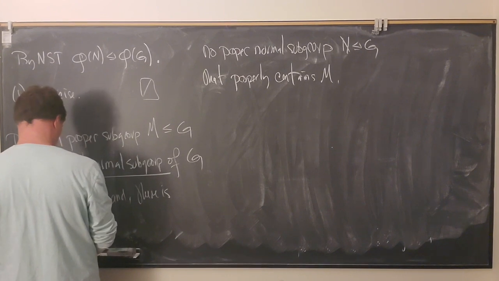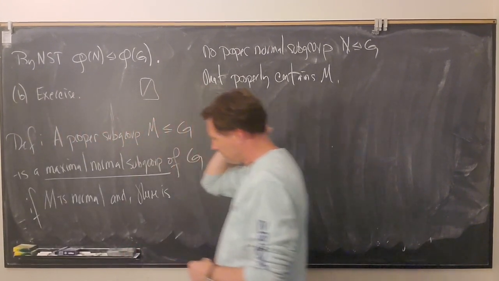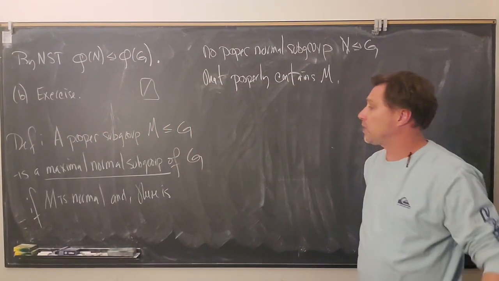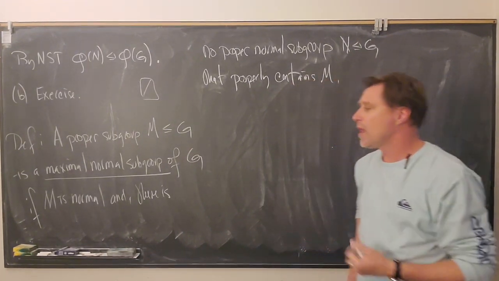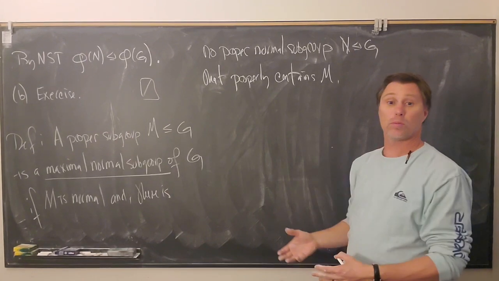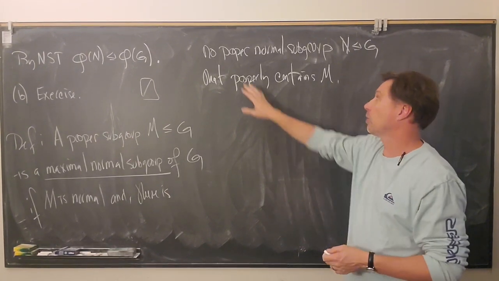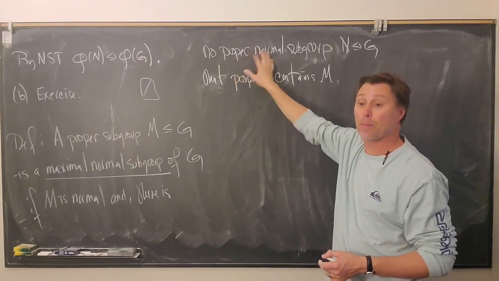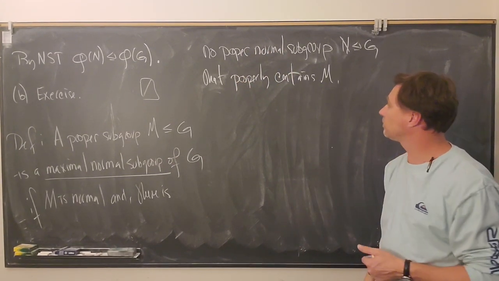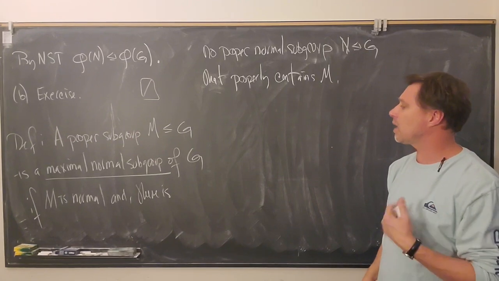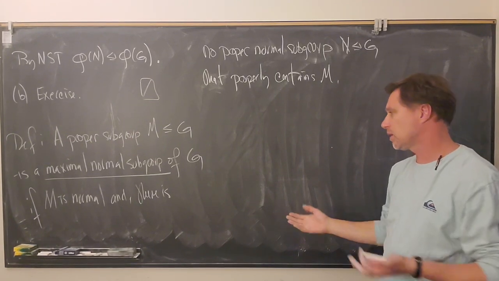idea is that M is going to be a maximal normal subgroup if number one, it's normal, and number two, there's no bigger normal subgroup that contains it. And here proper, there's no bigger proper normal subgroup. So obviously G contains it and G is normal, but we don't count that. So it's the biggest of the proper normal subgroups sitting inside G.